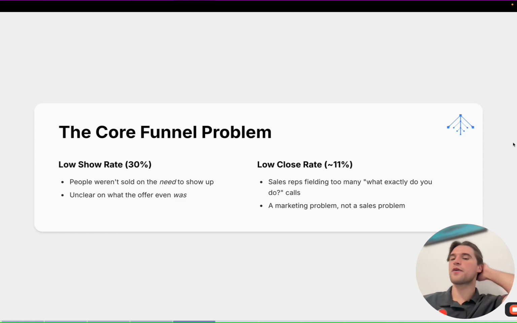So the core funnel problem, like we talked about, is the low show rate and the low close rate. But now we want to look at what is actually the reason for these problems, because there could be a lot of reasons. Maybe your reminder automations didn't fire. If that's something, then maybe that's why your show rate's low. You have to look at, okay, what caused these problems?